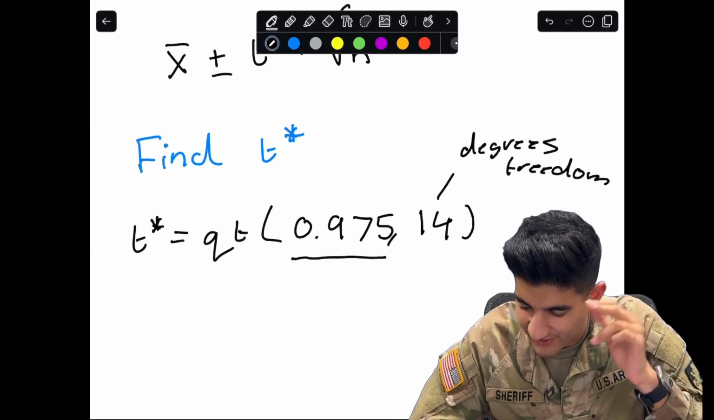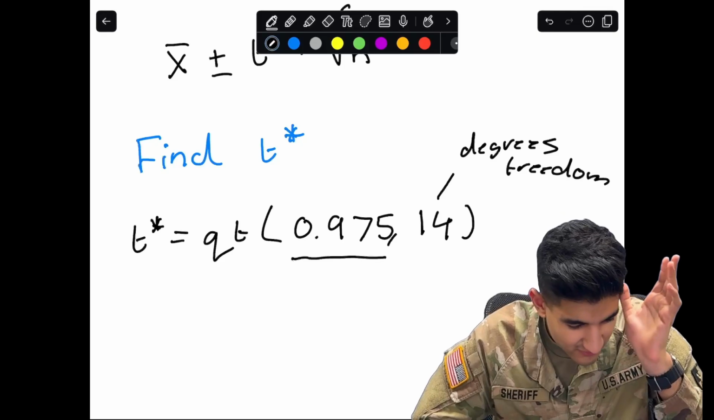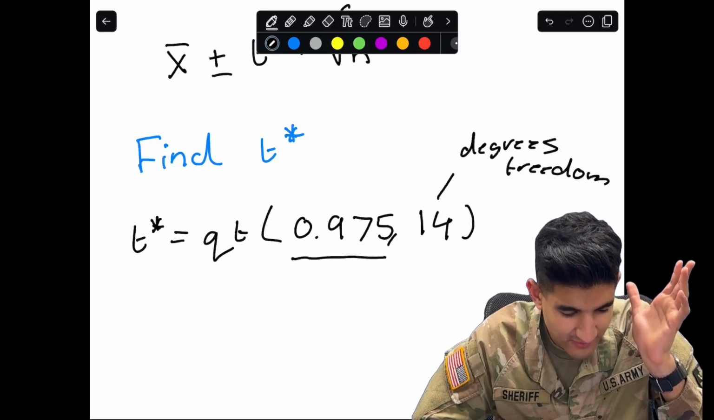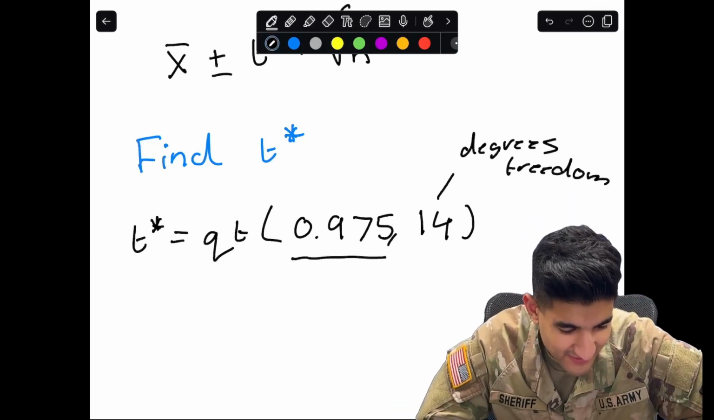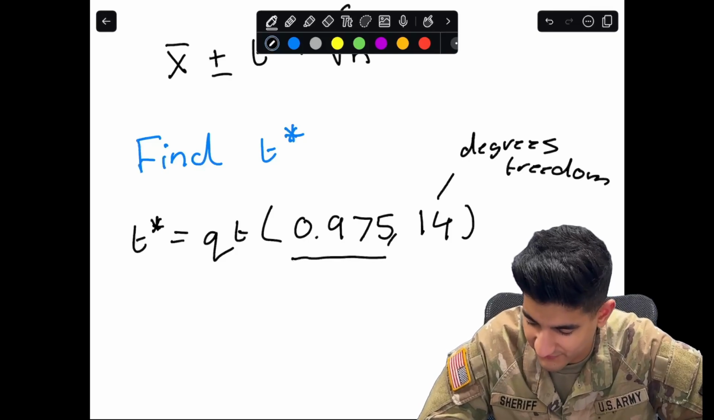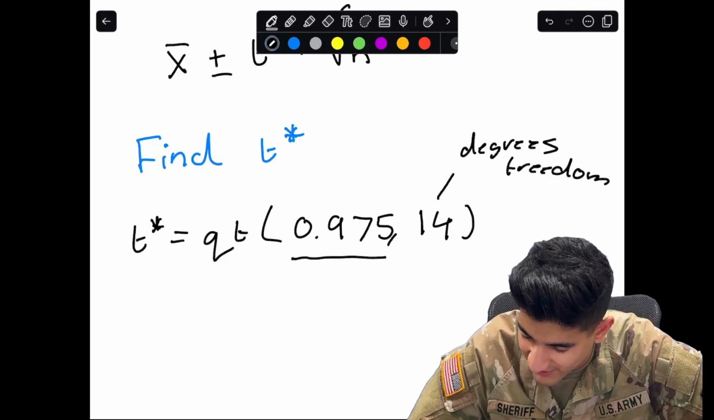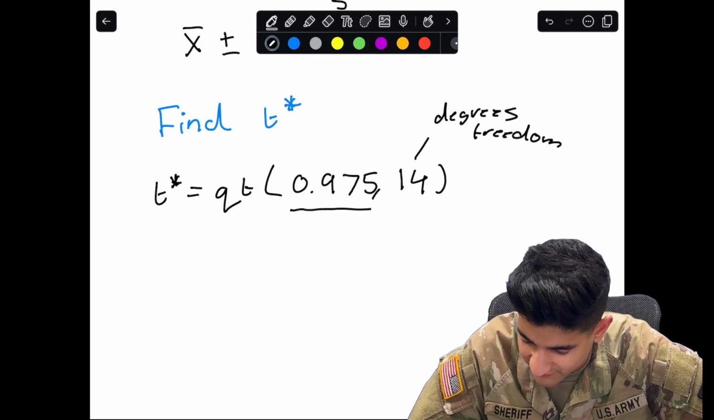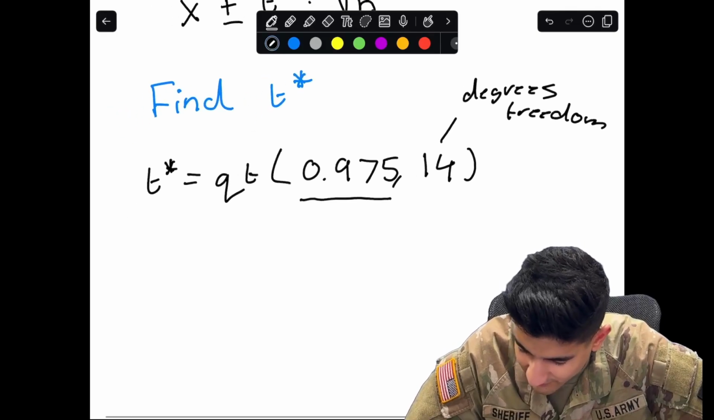Sorry, wait, that was not right. We had 5%. We are subtracting 2.5 from each side. Sorry, that makes sense now. 97.5%, so we're subtracting 2.5 from each side because of the 5%, and that's going to give us 0.975. So I just spent like 30 extra seconds on that when I didn't need to. That's okay. So that's how we're going to do it.